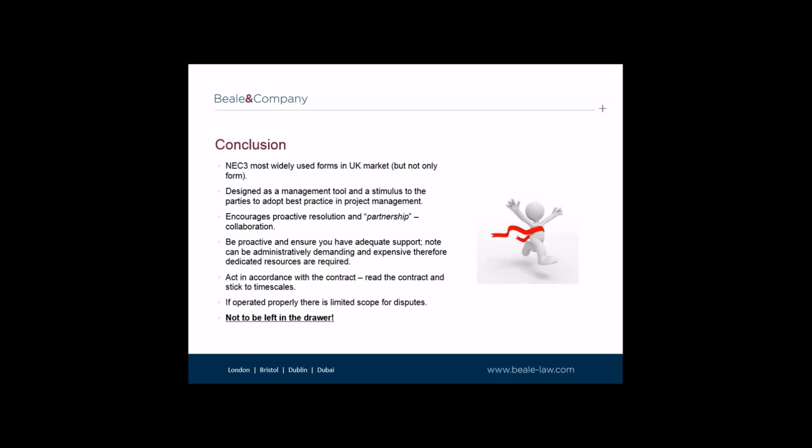It's important that the risk management regimes are followed and that the parties to the PSC act in accordance with the contract. This is not an appointment to be left in the drawer, but one whose procedures and mechanisms should be followed closely.